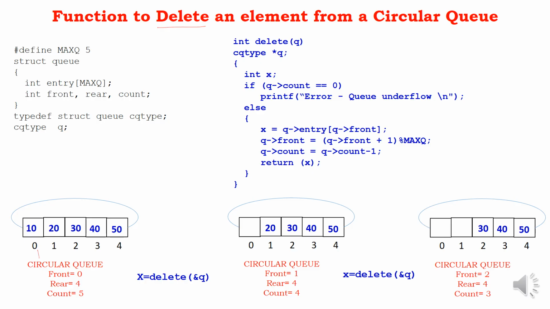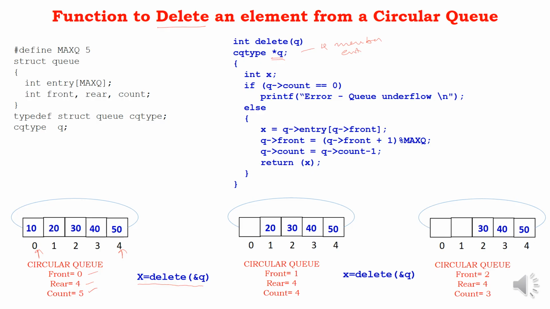Front is at position 0, rear is at position 4. Total number of elements is 5. Front is 0, rear is 4 and count is 5. We are trying to delete an element. X is delete address of q. So we are passing the q reference. Once you pass a reference parameter, automatically it becomes a pointer in the function. Q is a pointer. Q has 4 members.